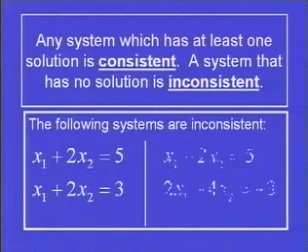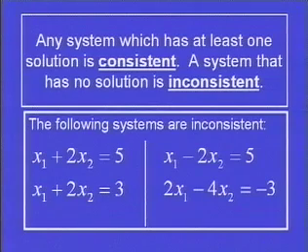Let's look at another. This one's not quite as obvious. x1 minus 2x2 is 5. 2x1 minus 4x2 is equal to negative 3. As you see here, the second equation is almost double the first. I multiplied the x1 by 2, I multiplied the negative 2x2 by 2, but I didn't multiply the 5 by 2. If 1 times something is 5, then 2 times something ought to be 10. Otherwise, it's just not going to work. So this is an inconsistent system.